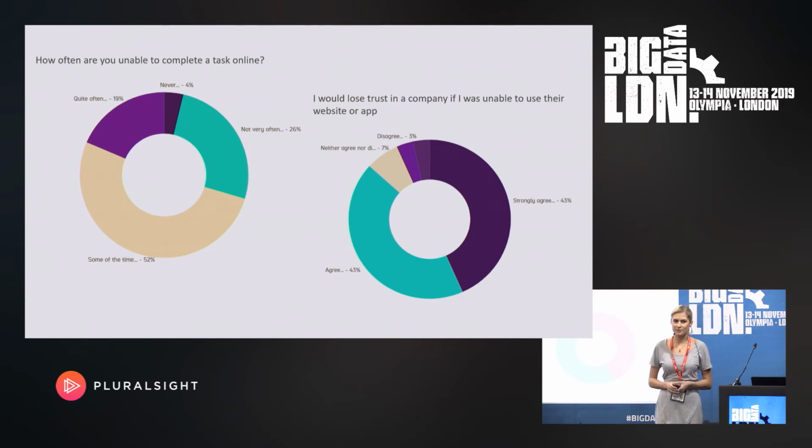Okay, so here's some data from our crowdsourcing tool, where people flag up what they're experiencing in the digital world. I hope you guys can read this okay, but I'll read it out anyway. So we asked people, how often are you unable to complete a task online? And you can see that 52% said some of the time, and 19% said quite often unable to complete a task online. And you think about how we interact with our phones and the things we do day to day, we organise most of our lives online, so that must be incredibly frustrating and time consuming.